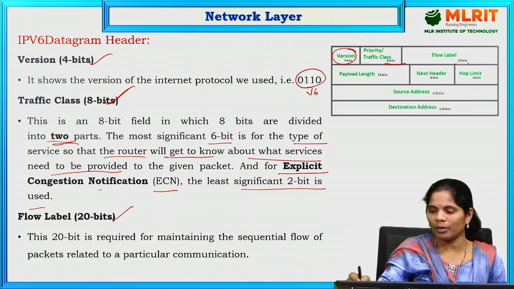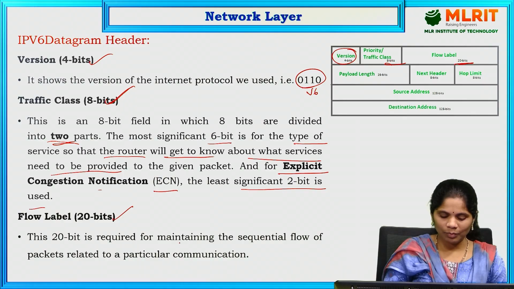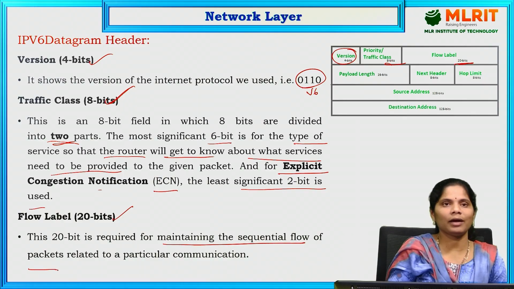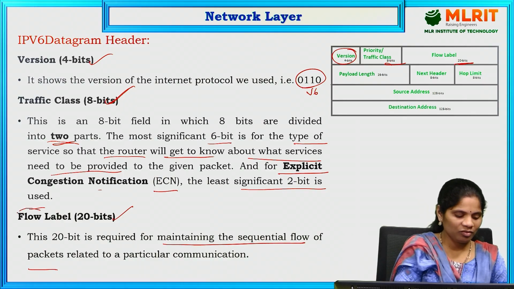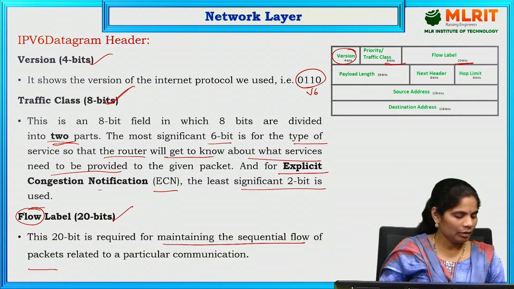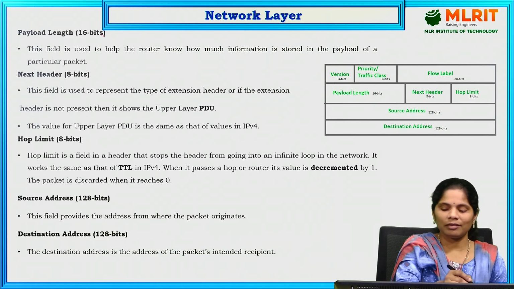This is the flow label, totally having 20 bits. It is mainly for maintaining the sequential flow of the packets. We are going to use the flow label. Flow is talking about the sequential flow. And the next field is the payload length.